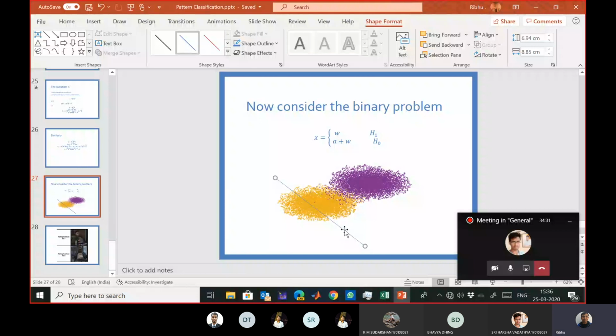But if I say that I don't want to misclassify any yellow as purple, then possibly I have to have the line over here so that there's no purple classified as yellow. So again, I miss out on purples now. And then there's the minimum error criterion, such that the line sits somewhere over here, where you can say that there is a trade-off between yellow and purple.